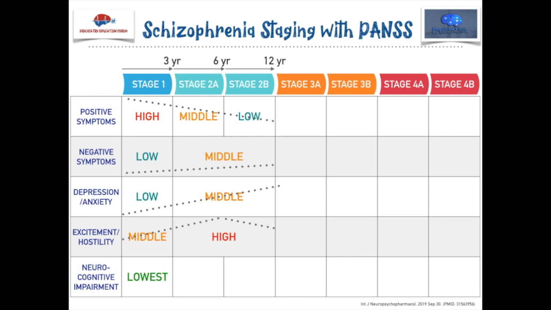We'll talk about that. But let's end stage 2 by talking about neurocognitive impairment. What's going on there? Well, they also start to increase, but they are still on the lowest scale right now compared to other symptoms. They start to increase by 2B. In 2A, they are still stable, but again, they are not very relevant in stage 2 yet. So I will repeat again, stage 2 will end when depression and anxiety have exceeded excitement and hostility symptoms.